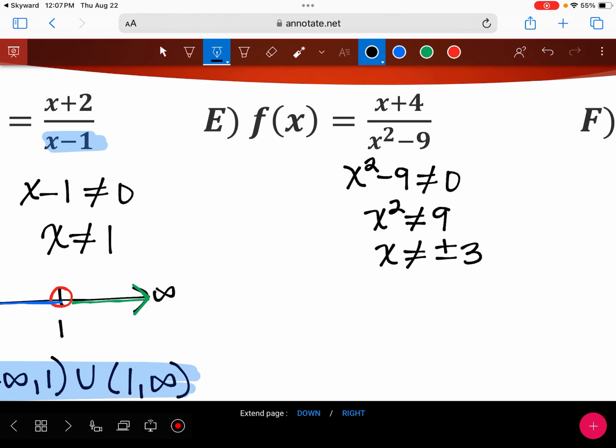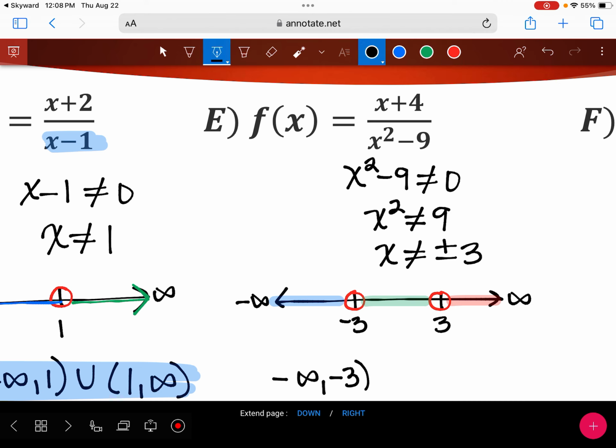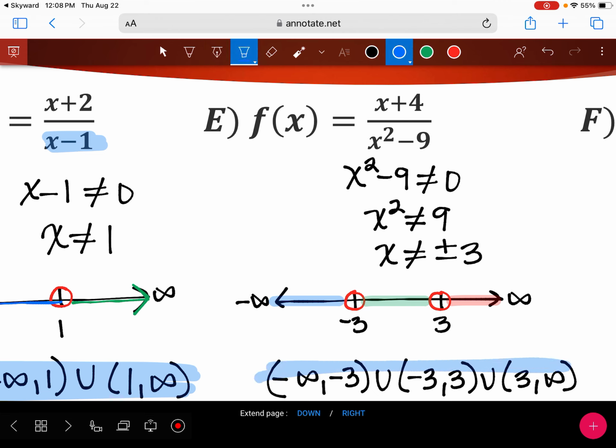So I have to write this piece, then this piece, and then this piece. So my domain is now chopped into 3 sections. So for my first section, it would be negative infinity to negative 3 parentheses, union. And then my green piece would be negative 3 to 3, union. And then my pink piece would be positive 3 to infinity. And that is my domain. My domain had to be chopped into 3 pieces.